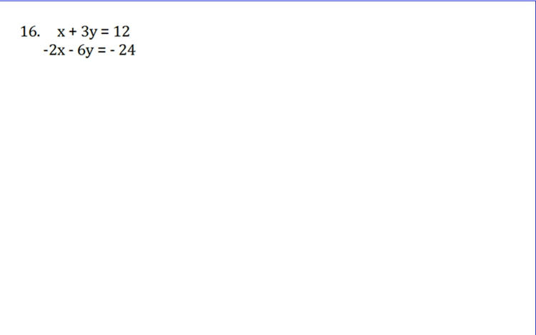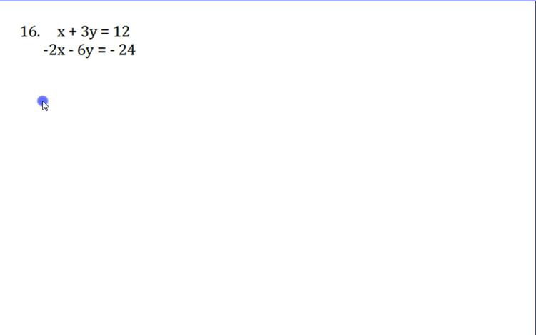Now in this example, if I added my columns, it wouldn't work out as nice as it did in the last one, because if I added the x column, I'd get negative 1x. If I added the y column, I'd get negative 3y. And if I added my constant column, I'd get negative 12. That doesn't help me much, all right? In fact, it doesn't help me at all. I still have two unknowns, and nothing became a 0 or fell out.